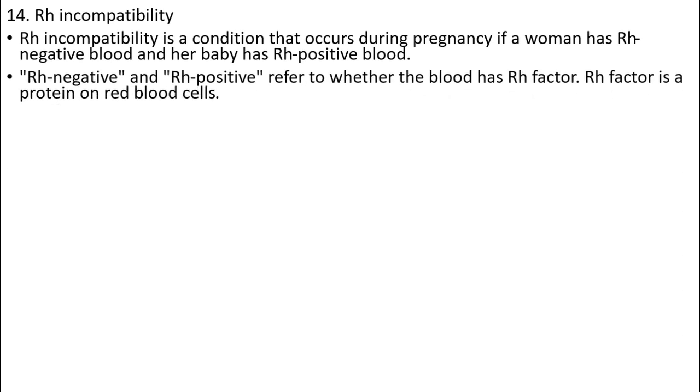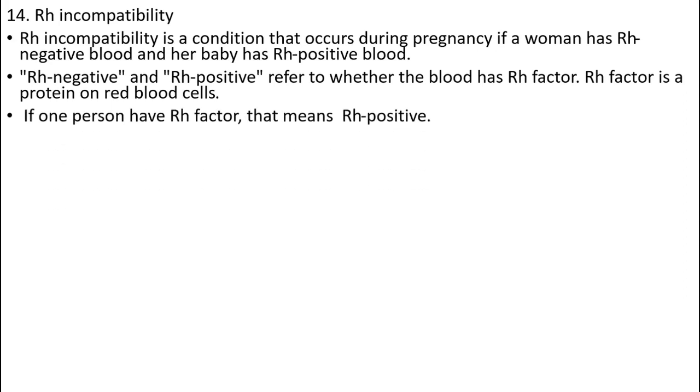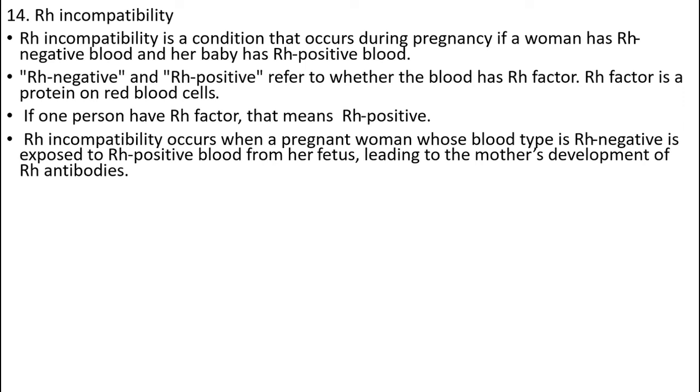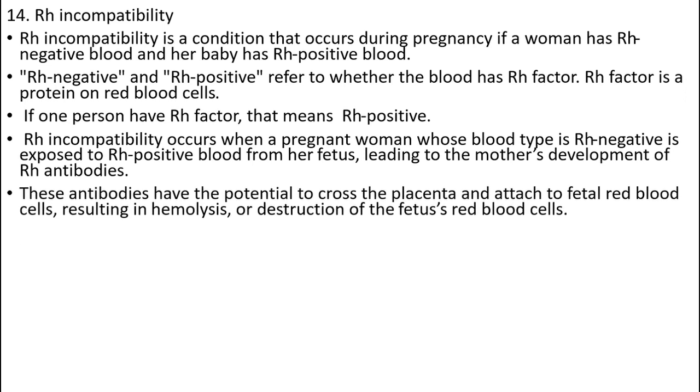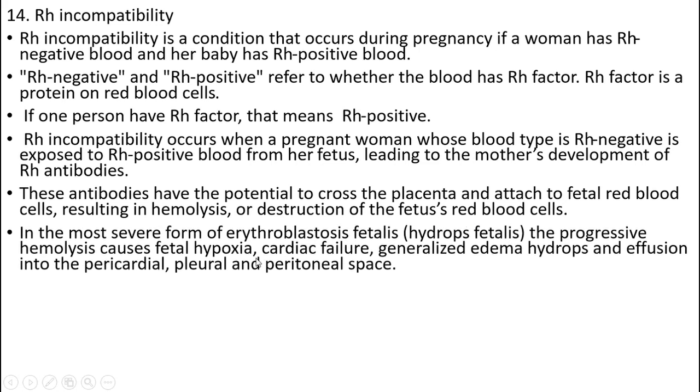Rh incompatibility occurs during pregnancy when an Rh negative mother is pregnant with an Rh positive baby. If a person has the Rh factor, that means Rh positive. Rh incompatibility occurs when the pregnant woman whose blood type is Rh negative is exposed to Rh positive blood from the fetus, leading to the mother developing antibodies. These antibodies have the potential to cross the placenta and attack fetal red blood cells, resulting in hemolysis or destruction of the fetal red blood cells.